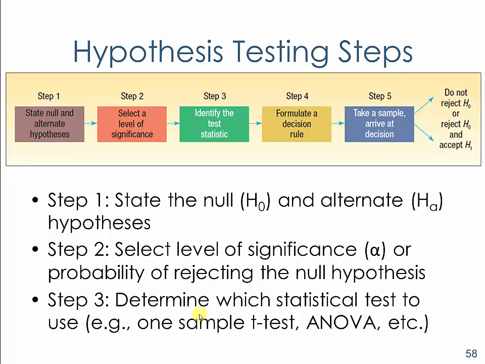So step three, we determine which statistical test to use, and that's going to be based on the type of analysis we're going to perform. And before I flip the slide, again, the level of significance is how much risk of a type 1 error, the probability of rejecting the null when in fact it's true, are you willing to accept. So how much risk of a type 1 error are you willing to accept?